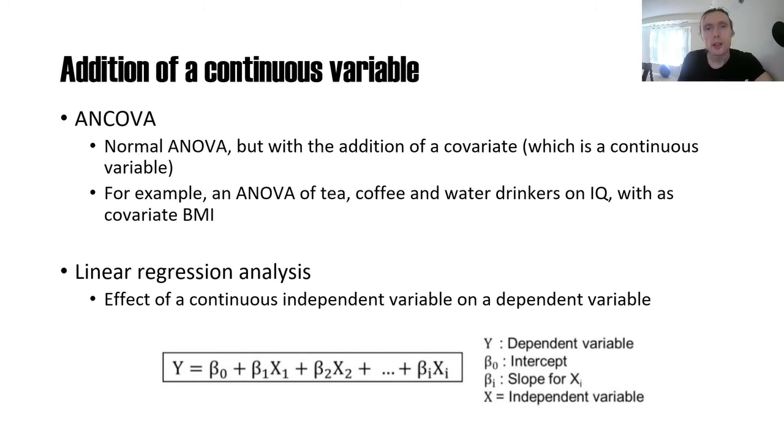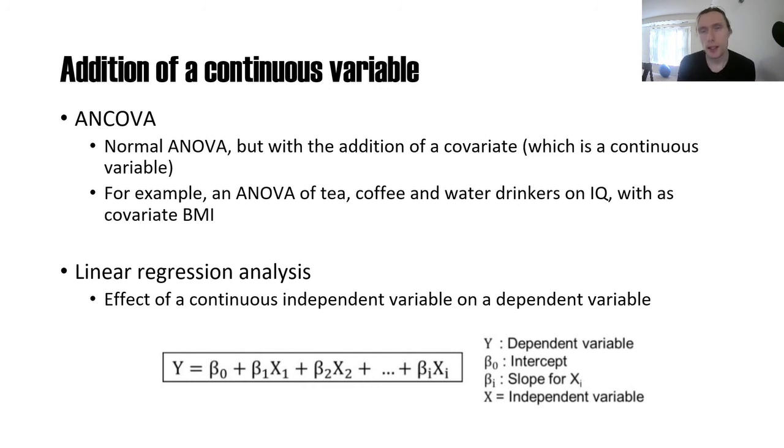Now, you can have those types of continuous variables in an ANOVA, and then we would call it an ANCOVA. The C stands for covariate, because a covariate is a continuous variable. So you could, for example, do an ANOVA on tea drinkers versus coffee drinkers versus water drinkers on IQ score, but you take this BMI score in there as well.